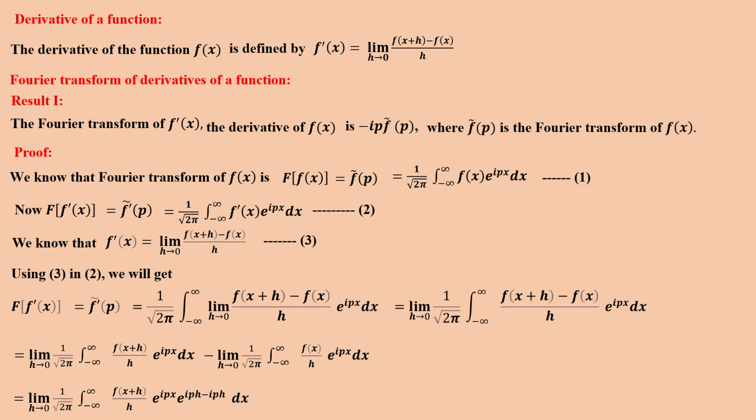So that is equal to limit h tends to 0, 1 by root 2 pi integral minus infinity to plus infinity f of x plus h by h e power ipx. We are multiplying by e power iph and e power minus iph, because e power 0, which is 1, can be written as iph minus iph. So that is why e power ipx into e power iph minus iph dx. Minus limit h tends to 0, 1 by root 2 pi integral minus infinity to plus infinity f of x by h e power ipx dx, right?